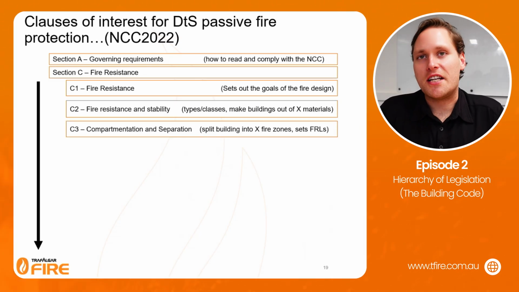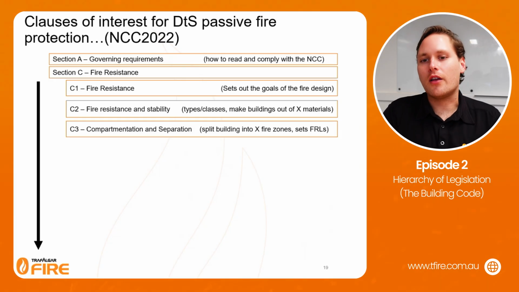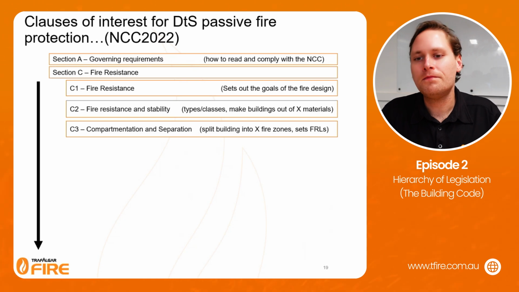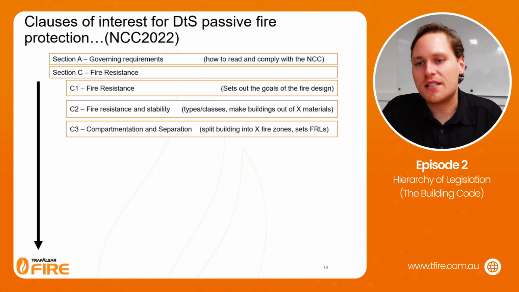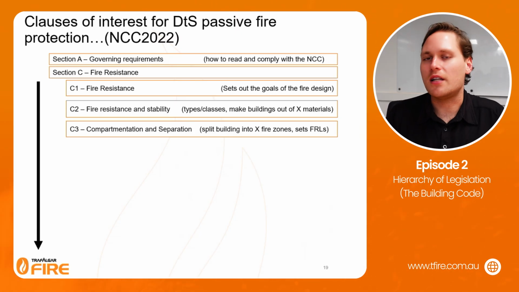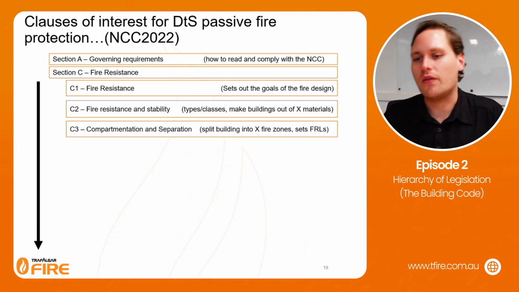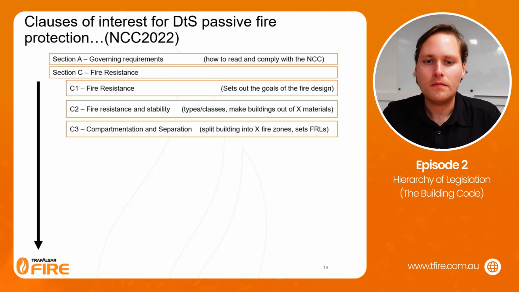C3 is compartmentation and separation. So this part of the code tells us that we need to split our buildings into certain sizes and areas of fire zones based on the type and class. It also gives us what level of fire resistance that each of those need. So for example, if you've got an apartment, the level of FRL will be different to say if you've got a hospital where it's going to take a lot longer for the residents to evacuate. So you can find all that information in C3.